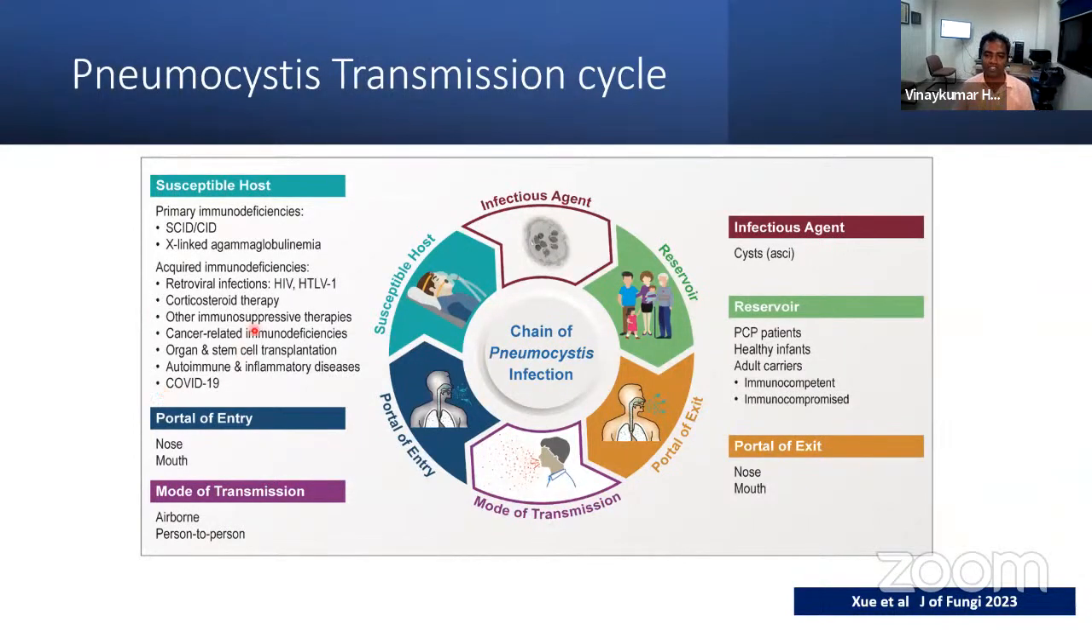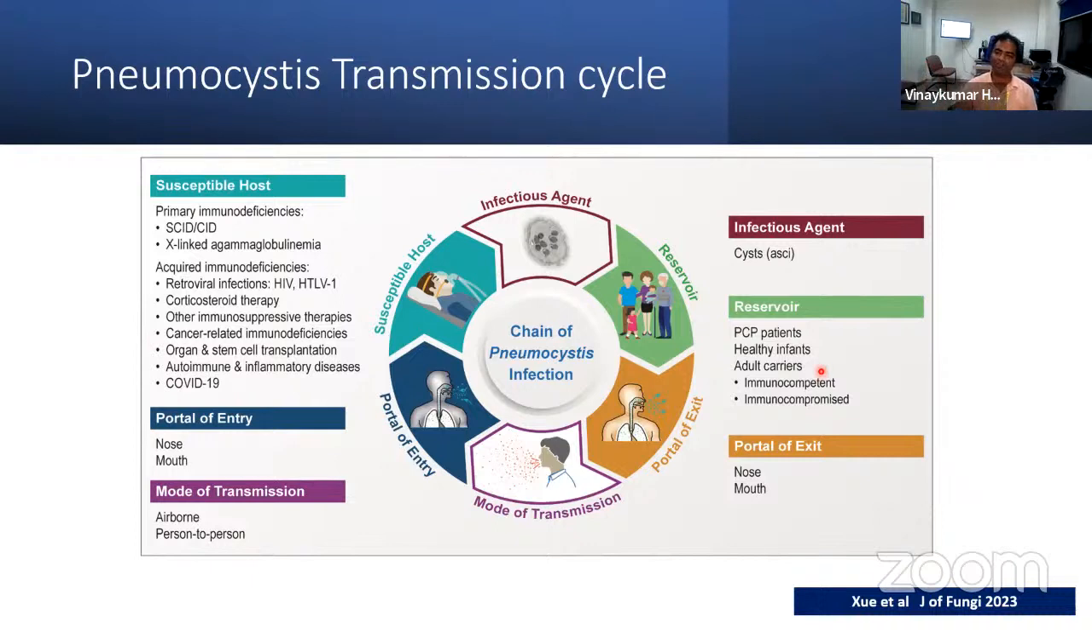A susceptible host gets infected when he inhales the cysts. And where do these cysts reside? These cysts reside in patients with pneumocystis pneumonia. They can also reside in healthy infants, and they can also stay in immunocompetent or immunocompromised individuals where they act as colonizers. So a susceptible host, when he is exposed to a patient who is colonized or a patient with disease, can develop pneumocystis pneumonia in case his immunity is low.